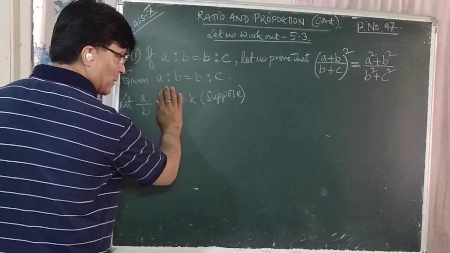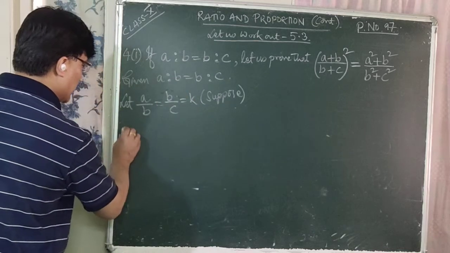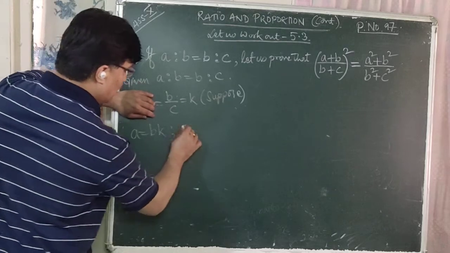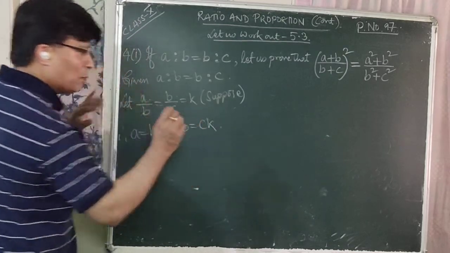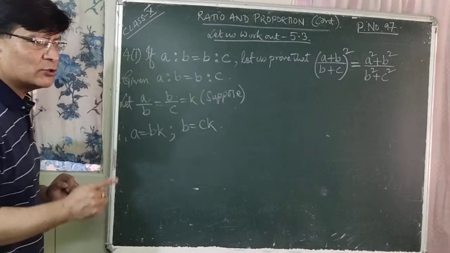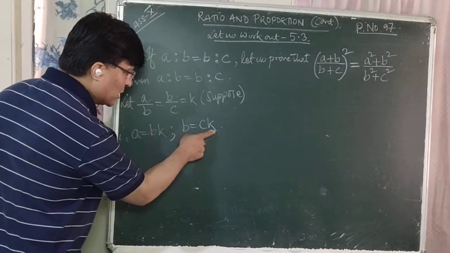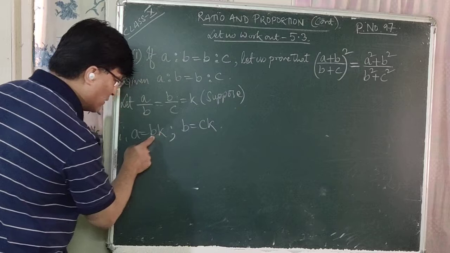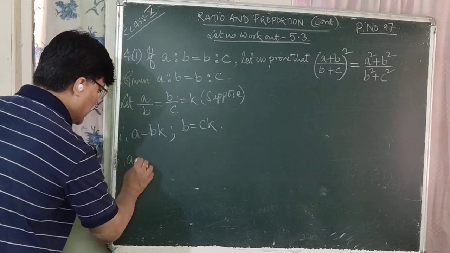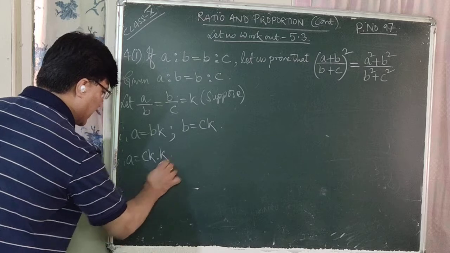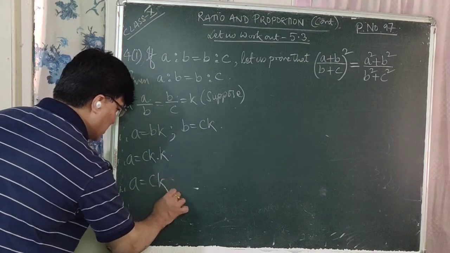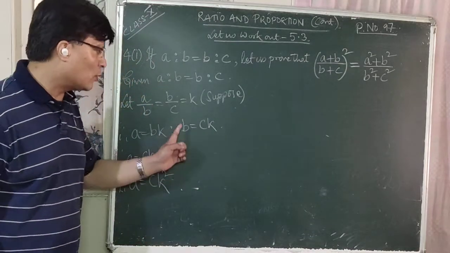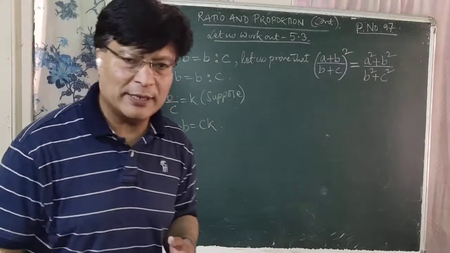So now if we cover this, A is equal to what? BK. You can cross multiply it. A is equal to BK. And again, if we cover this, B is equal to what? CK. But in this continued proportion, since B is equal to CK, you have to put the value for B here also. Since B is equal to CK, put the value for B. That is A is equal to CK into K. That is A is equal to CK square. So what is the value for A? It is CK square. What is the value for B? It is CK, and C remains as it is.